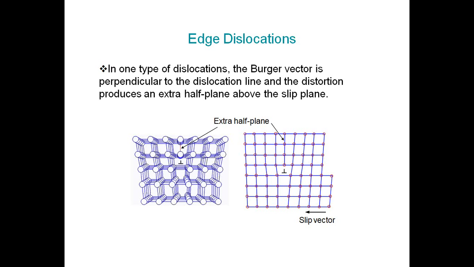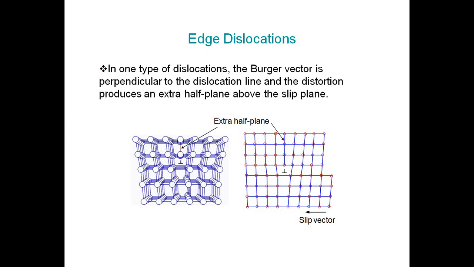Suppose the insertion of the extra plane is on the upper side of the defect, it is represented as a positive dislocation, and it is denoted by this symbol. Here you see this symbol we are going to use for representing the positive edge dislocation. So when the extra plane of atoms is on the upper side of the defect, we call it the positive dislocation, and we represent it with this kind of symbol.